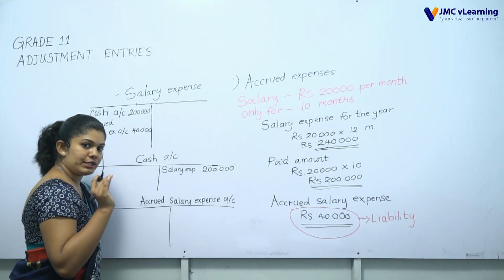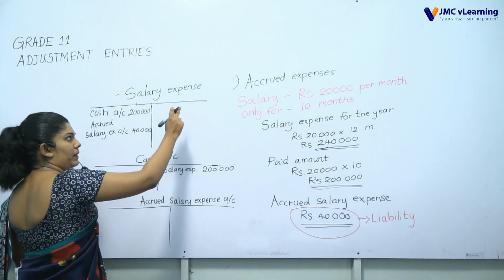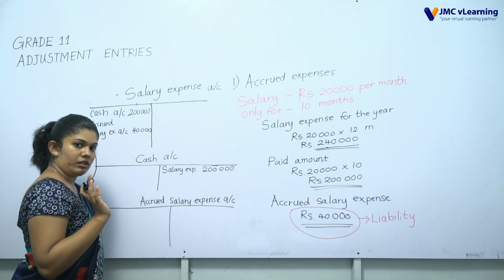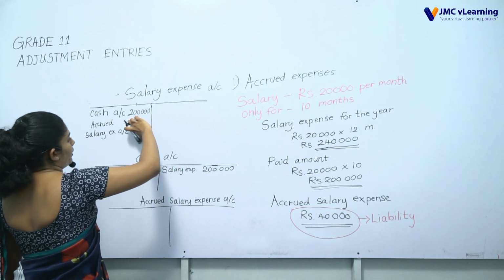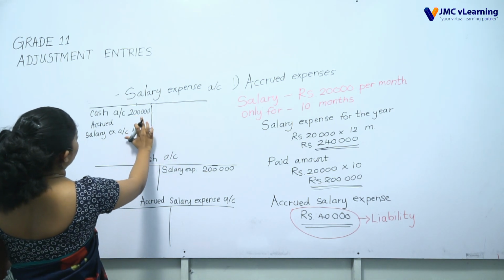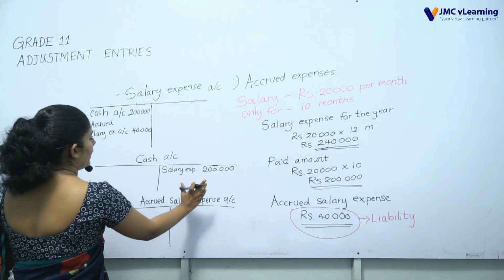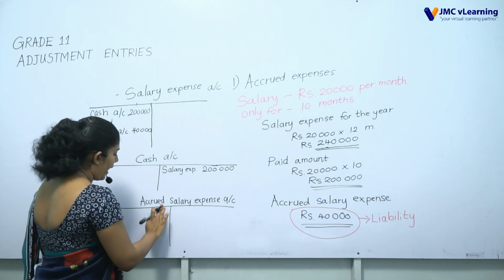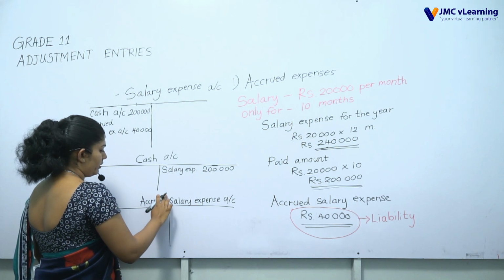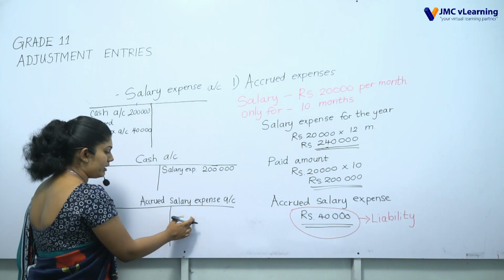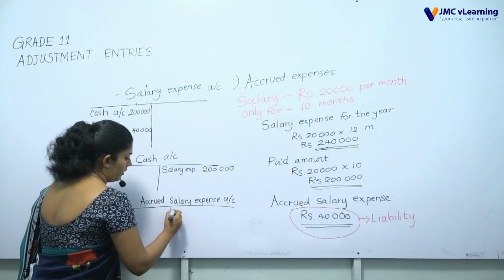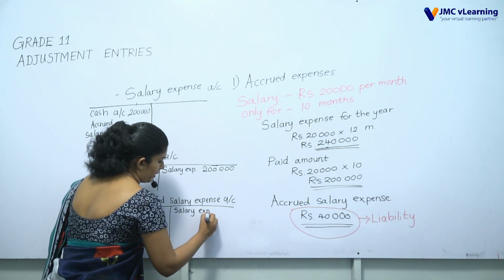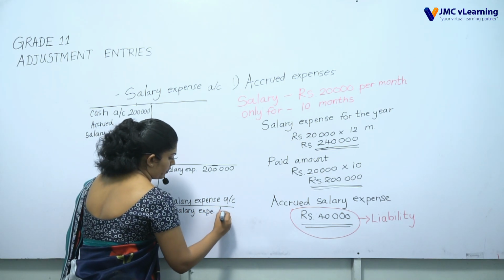Don't mix up these two. This is salary expense account and this is accrued salary expense account. In the salary account, we record the total salary relevant for the year. In here, we record salary paid. Here, we record accrued salary. Keep this in mind. These two are separate accounts. This is a temporary account to remind us. So, it is credited as salary expense 40,000.